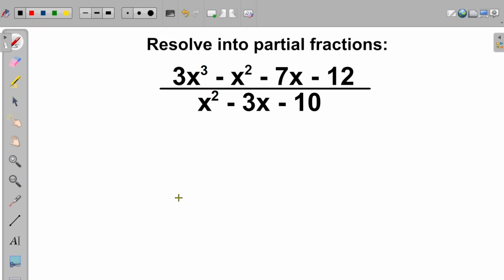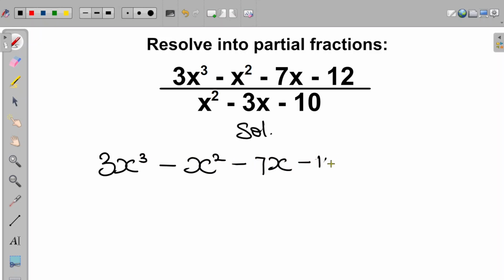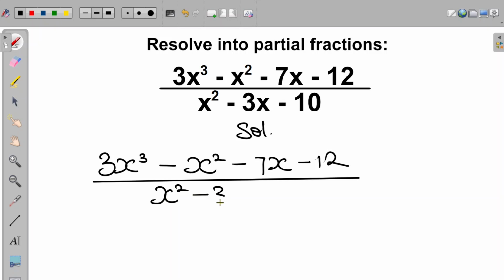Hello everyone. In this video, we will resolve this compound algebraic fraction into partial fractions. So let's get started. We have that 3x^3 - x^2 - 7x - 12 is divided by x^2 - 3x - 10.